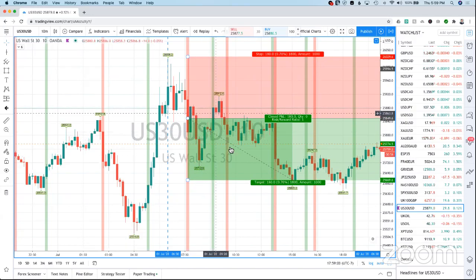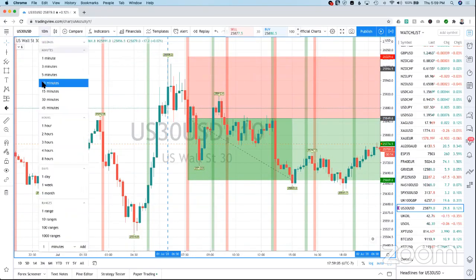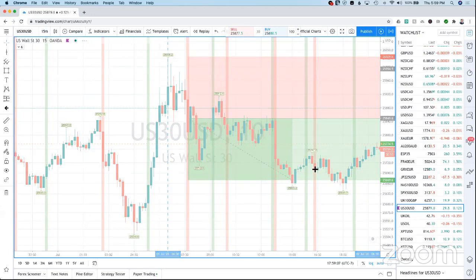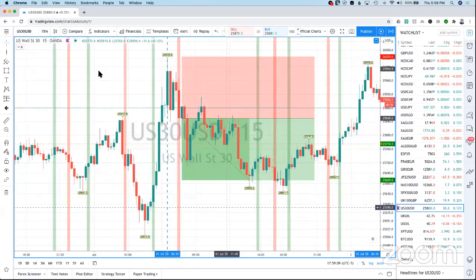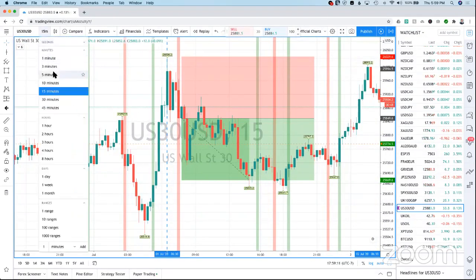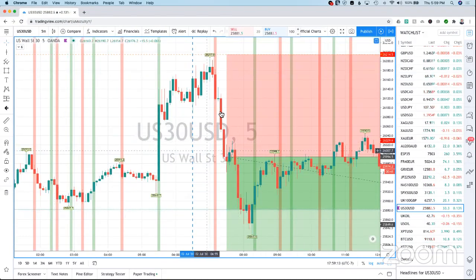I know for this one we only hit TP1, but it looks like if we entered on the 15-minute, it would have been a perfect entry right there. Or even on the 5-minute, if we use the 5-minute, a super prime entry right there, way up here.